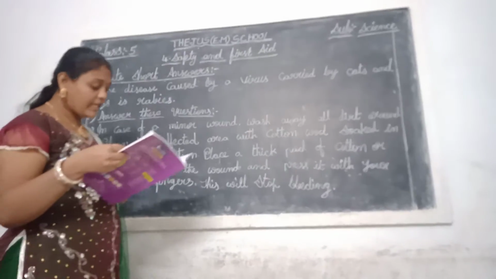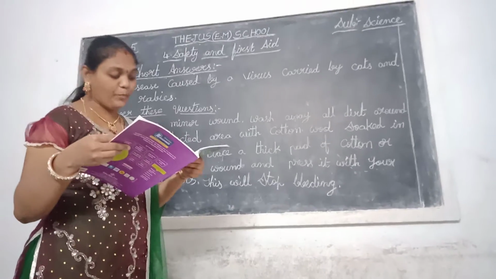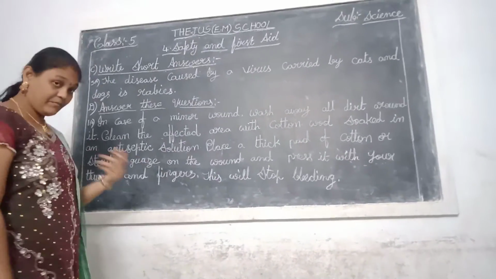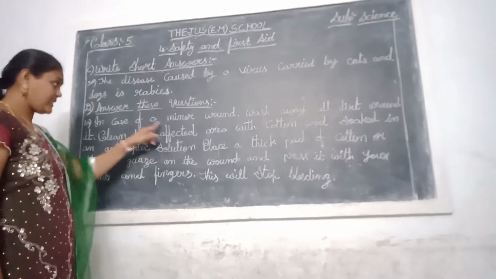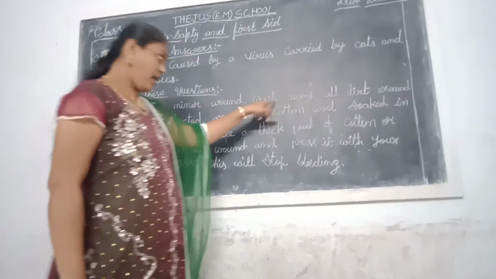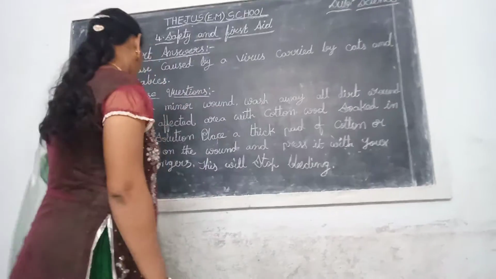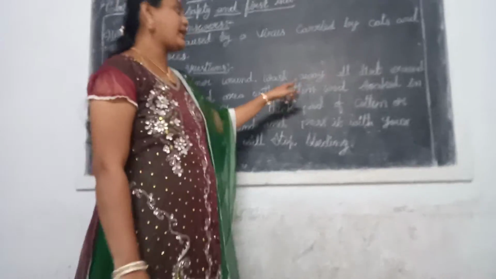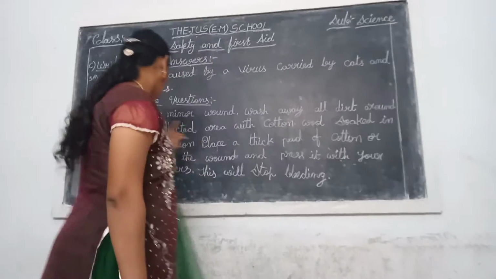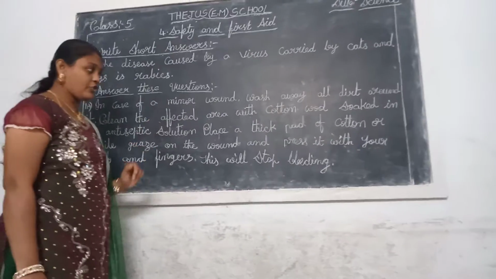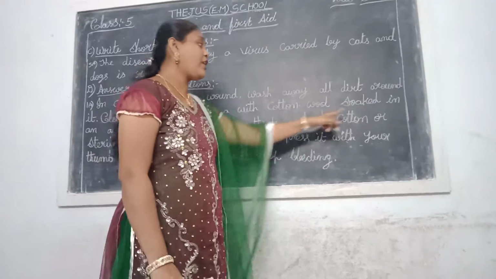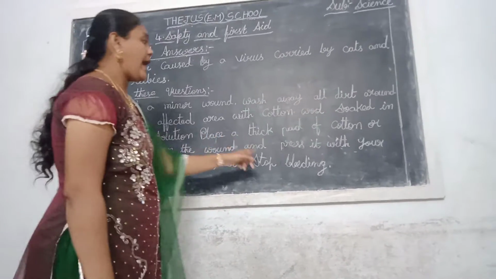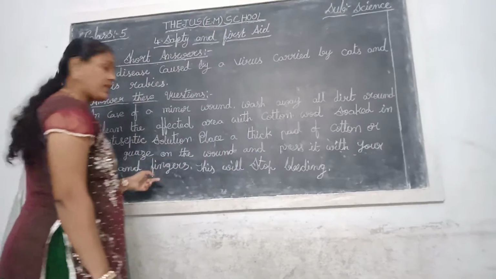What is the first question? What first aid should be given in case of a minor wound? Okay, so first aid means minor. In case of a minor wound, wash away all dirt around it. Clean the affected area with cotton wool soaked in an antiseptic solution. Place a thick pad of cotton or sterile gauze on the wound and press it with your thumb and fingers.